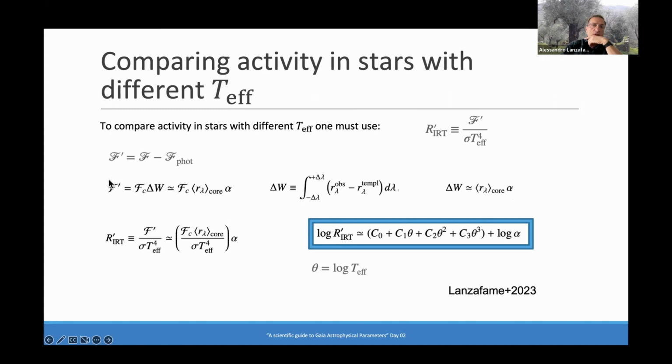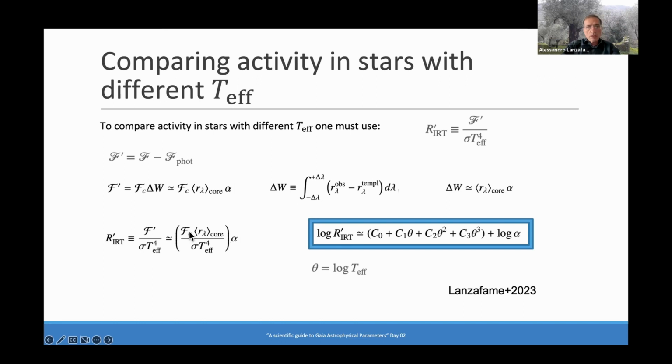And if you want the chromospheric flux, you have to multiply the flux in the continuum by this delta equivalent width, the excess equivalent width. And therefore, according to our definition, you have to multiply this flux in the continuum by the residual in the core of the line times alpha. So this R prime IRT is this quantity in brackets times alpha.